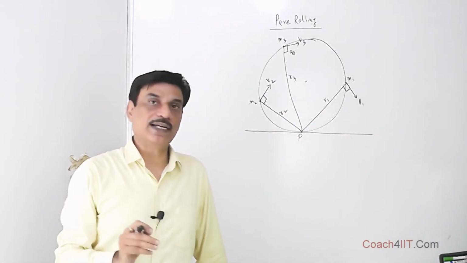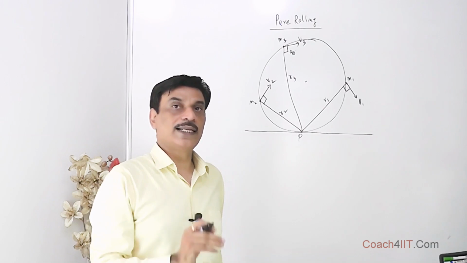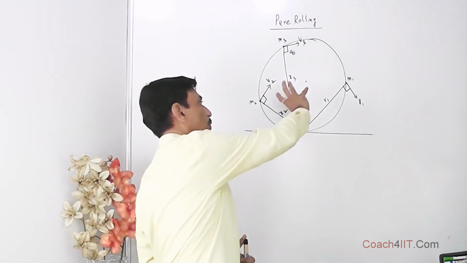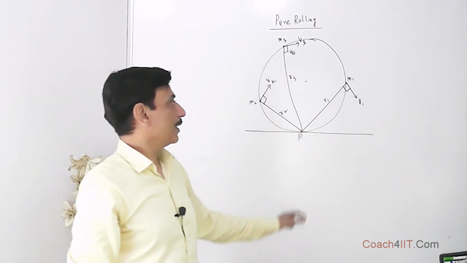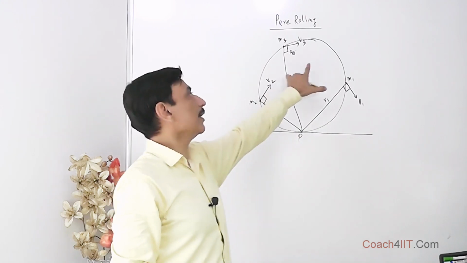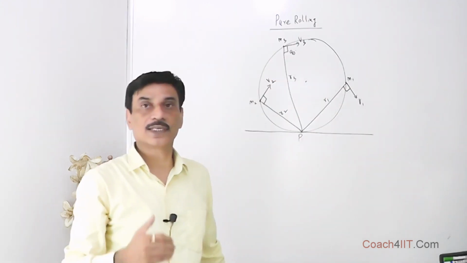Now if we have to find the total kinetic energy of this body, which is in pure rolling motion, it is equal to the kinetic energy of this plus the kinetic energy of this plus the kinetic energy of this, plus the kinetic energy of all the particles individually.